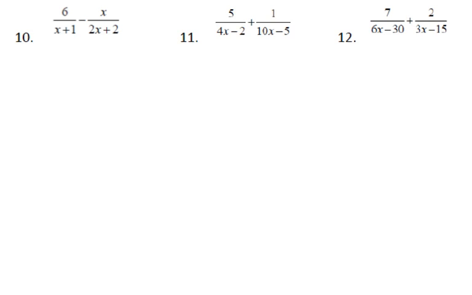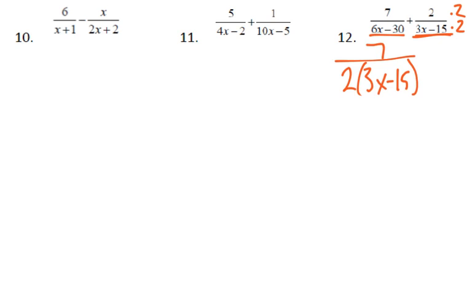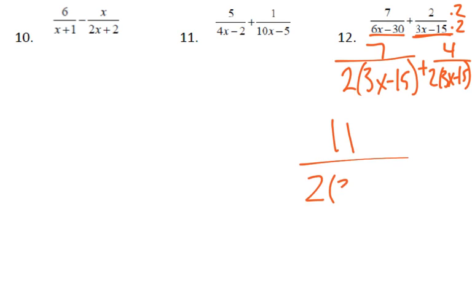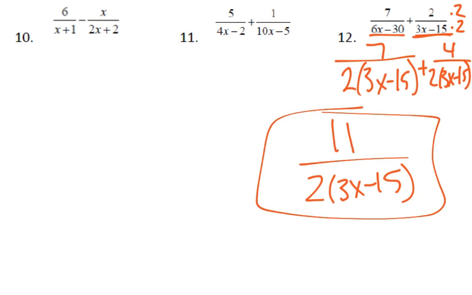Okay, 12. Simplify these. If I pull out a 2, we'd end up with 6x minus 30. Oh, 6x minus 30. 3x minus 15, which is the same as that one. So all I have to do is multiply the right side by 2, and we'd get 2 times 3x minus 15 over 4. So 7 plus 4 gives us 11. 11 over our denominator. Can't simplify it, so we just leave it like that.